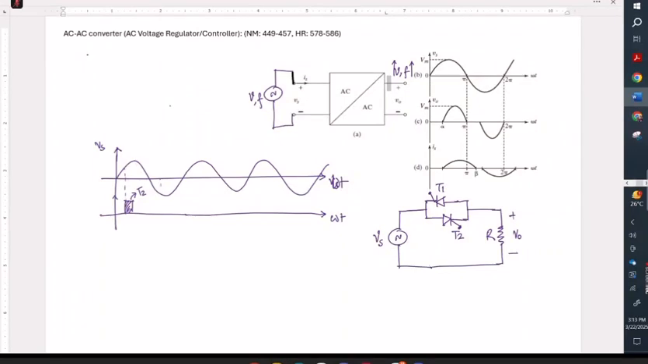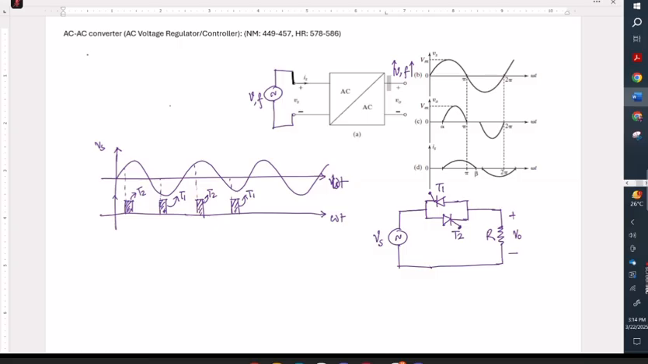And again, here we are going to give another gate pulse, and this gate pulse is for T1. And here also we are providing another gate pulse, so that gate pulse is for T2. And in the negative half cycle, we are providing another gate pulse, and that gate pulse is for T1.